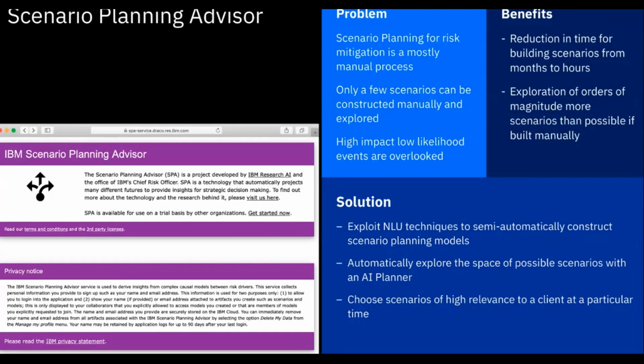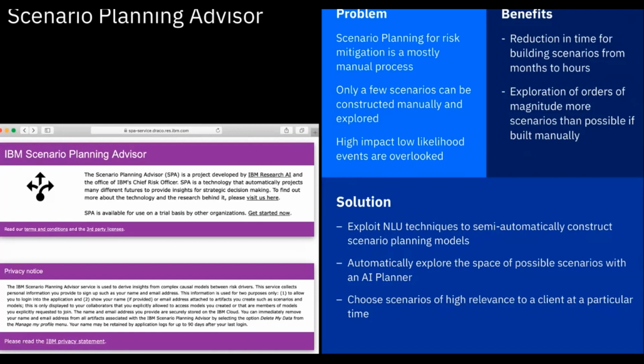So we developed a tool called SPA, which is a mature research asset at IBM. This is available as an open service for non-commercial use. With SPA, we see a reduction in time for building scenarios from months to hours. We see exploration of orders of magnitude more scenarios than are humanly possible. In fact, one of SPA's clients says, and I quote, SPA is 30 times faster in time to generate a dynamic risk model and first scenario, and 3,000 times faster in time to generate the second scenario and each subsequent scenario. Now, this is in comparison to a human expert.